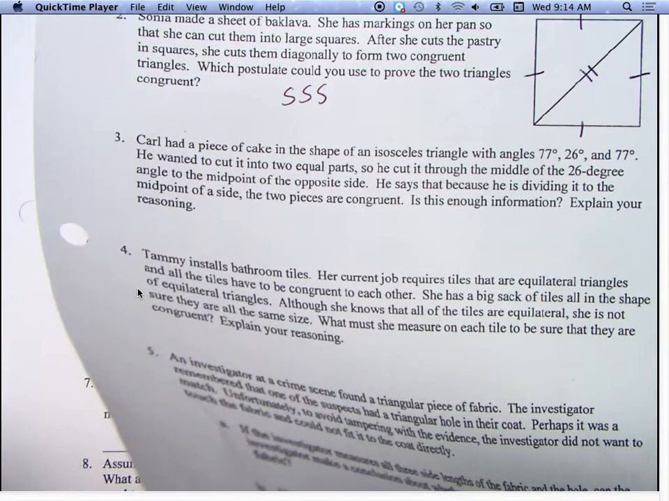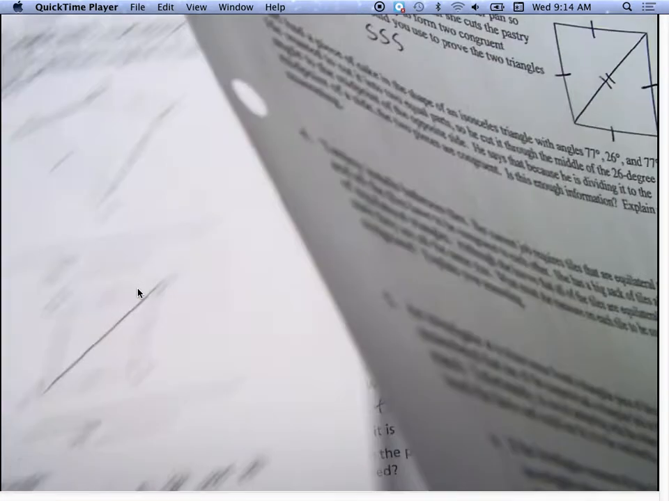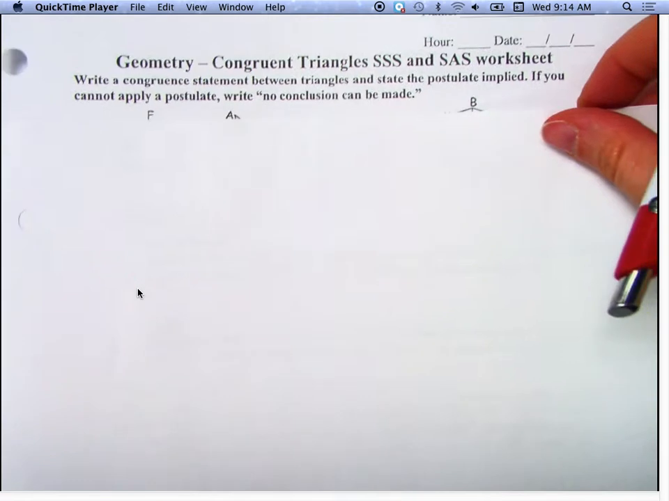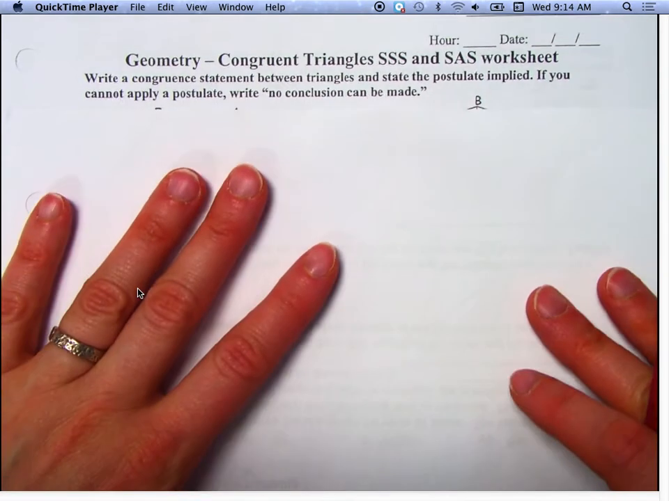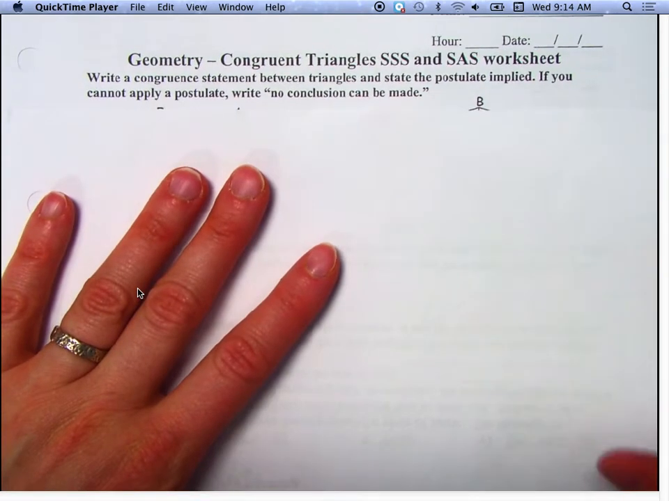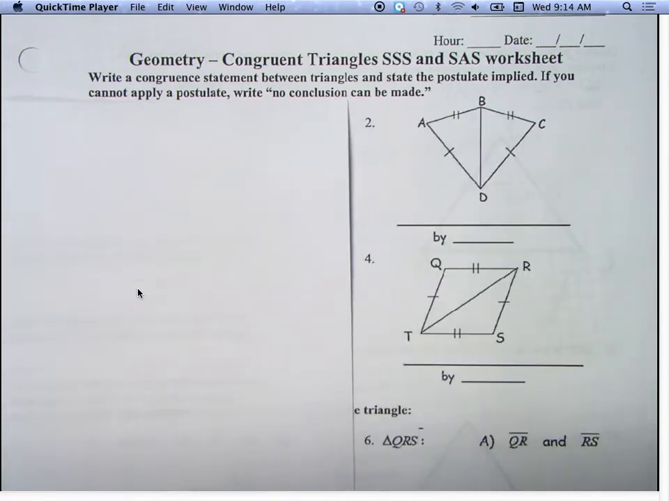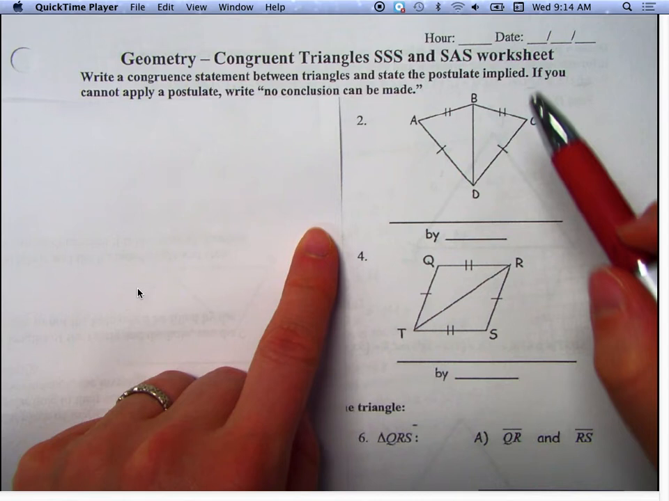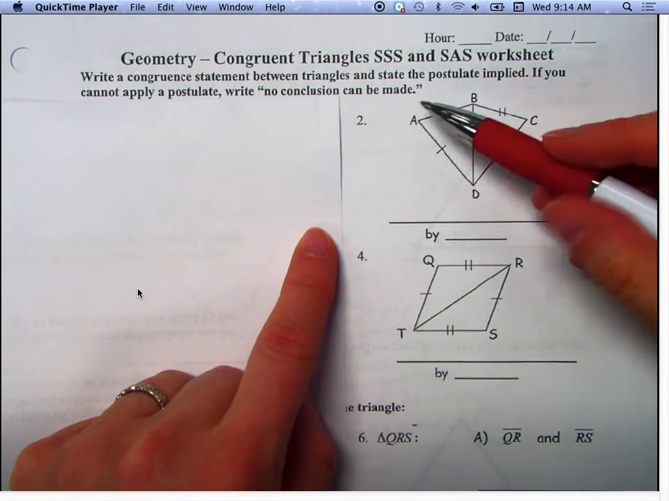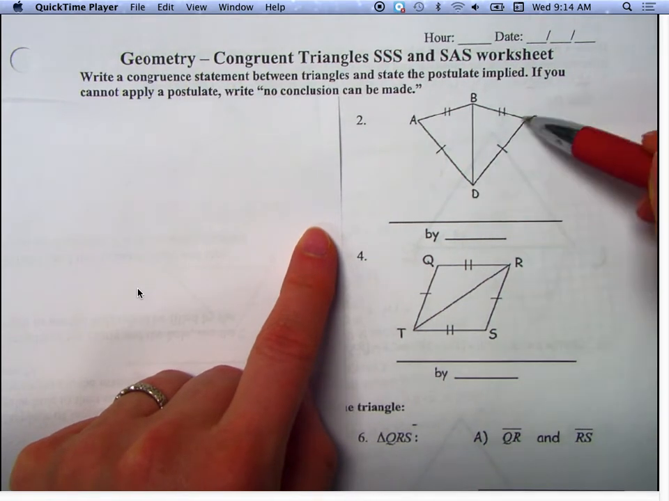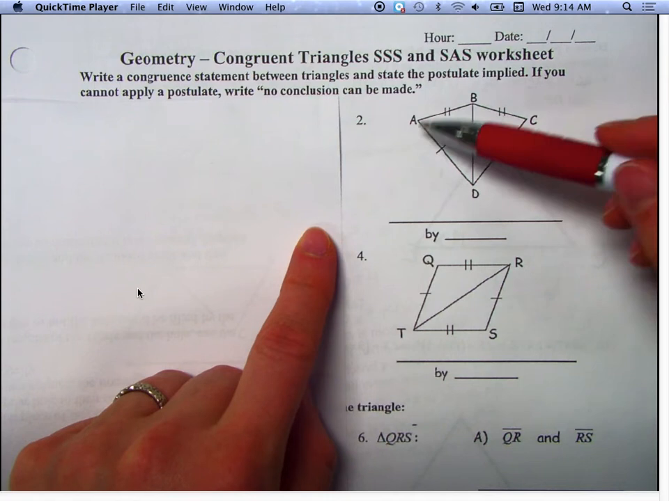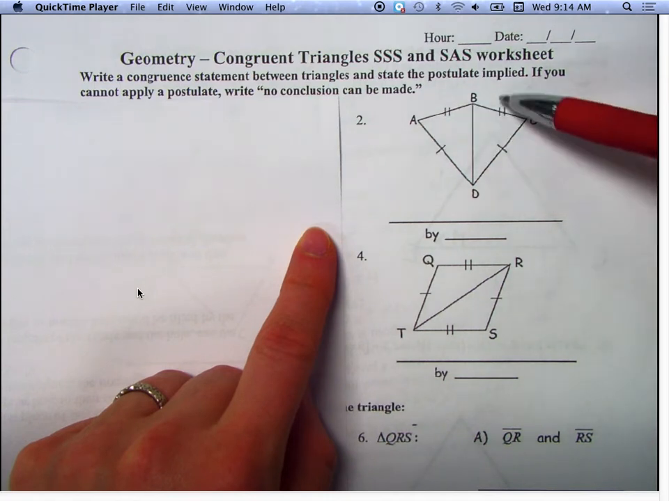Let's look at tonight's homework so we make sure we got that. Tonight's homework is the congruent triangle, side, side, side, and side, angle, side worksheet. You're going to write a congruent statement between each triangle and state the postulate implied. If you cannot apply a postulate, no conclusion can be made. So we're looking right here at number 2. I have side AD congruent to side CD by that little mark right there. I have side AB congruent to side BC by those 2 marks right there.